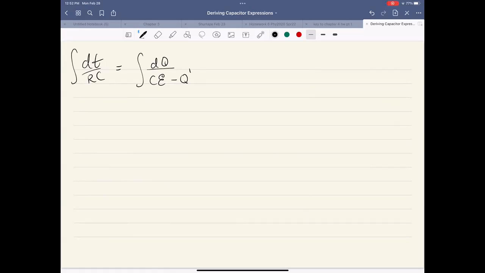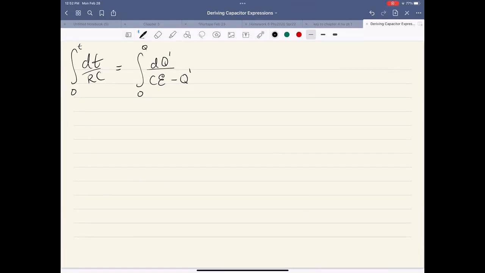So what are my limits of integration here? Well, on the left-hand side, I'm integrating over time. So I'm going to start at t is equal to 0 when I close my switch, and I'm going to end at some later time. But I want it to be in the middle of charging, so it's just a random point. I'm just going to call it t. Now on the right-hand side, I'm going to integrate from no charge on the capacitor, starting off at t is equal to 0, no charge was there, to some charge q in the later time, where it's not all the way charged, but say it's in the middle of charging. So that's what I'm going to do.